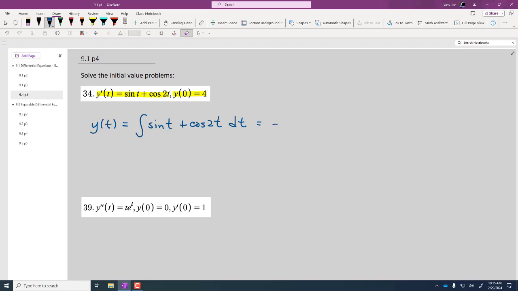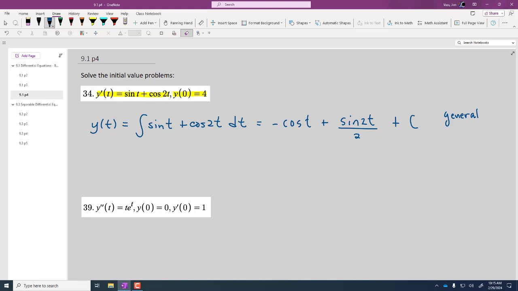So we've heard the integral of sine is minus cosine. The integral of cosine is sine of the same angle, but then we do our reverse chain rule, and we get that, and then we get plus c. So that is our general solution.